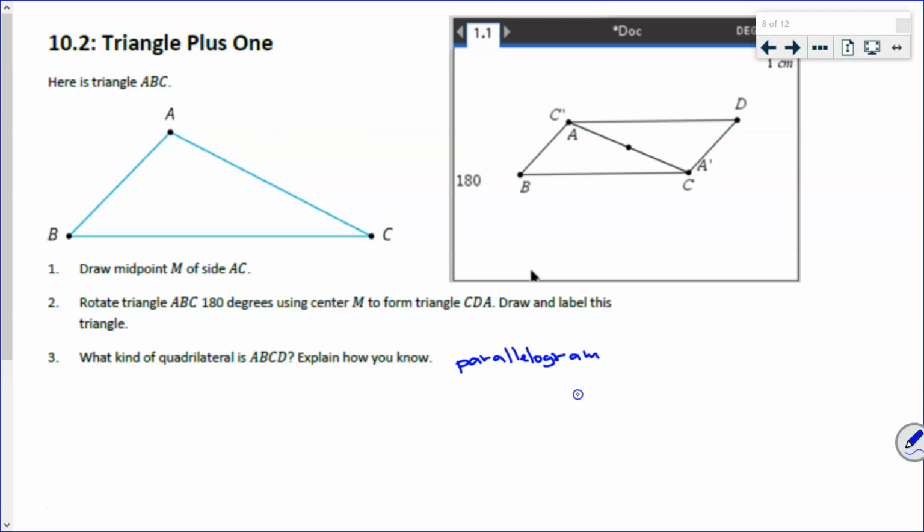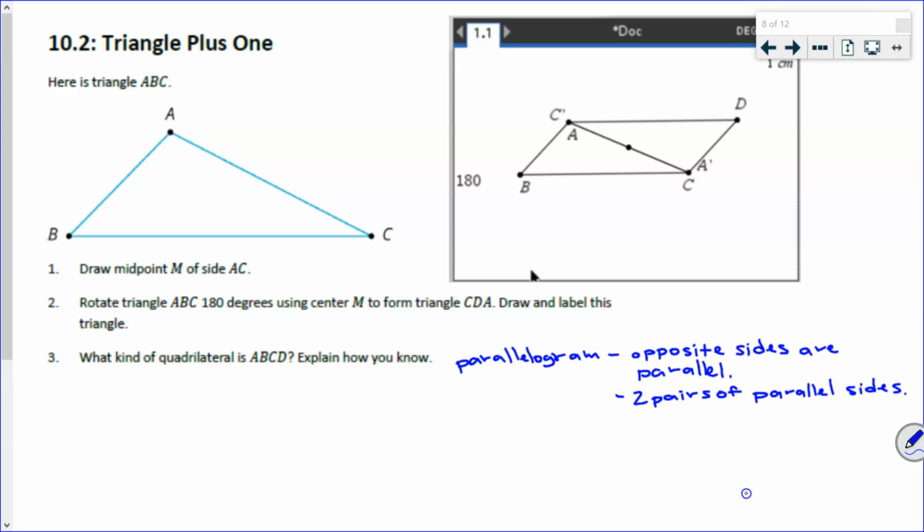Parallelogram has the feature, and I'm reviewing right now, you guys should be writing down, parallelogram has the feature that opposite sides are parallel. We're writing this down because obviously we need to review this. Opposite sides are parallel. You could also define it as two pairs of parallel sides. Either way, this figure fits that description. Two pairs of parallel sides, or opposite sides parallel.